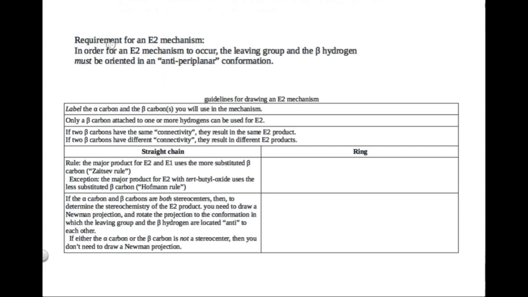Next comment, notice that this is a requirement for E2. It turns out that it's not a requirement for E1. This only applies to E2 mechanisms, not to E1. Next comment, notice that you don't always need a Newman projection. You only need the Newman projection if both the alpha carbon and the beta carbon are stereocenters. If both the alpha carbon and beta carbon are stereocenters, that's when you need to draw the Newman projection. If either the alpha or the beta carbon is not a stereocenter, then you don't need to draw a Newman projection.